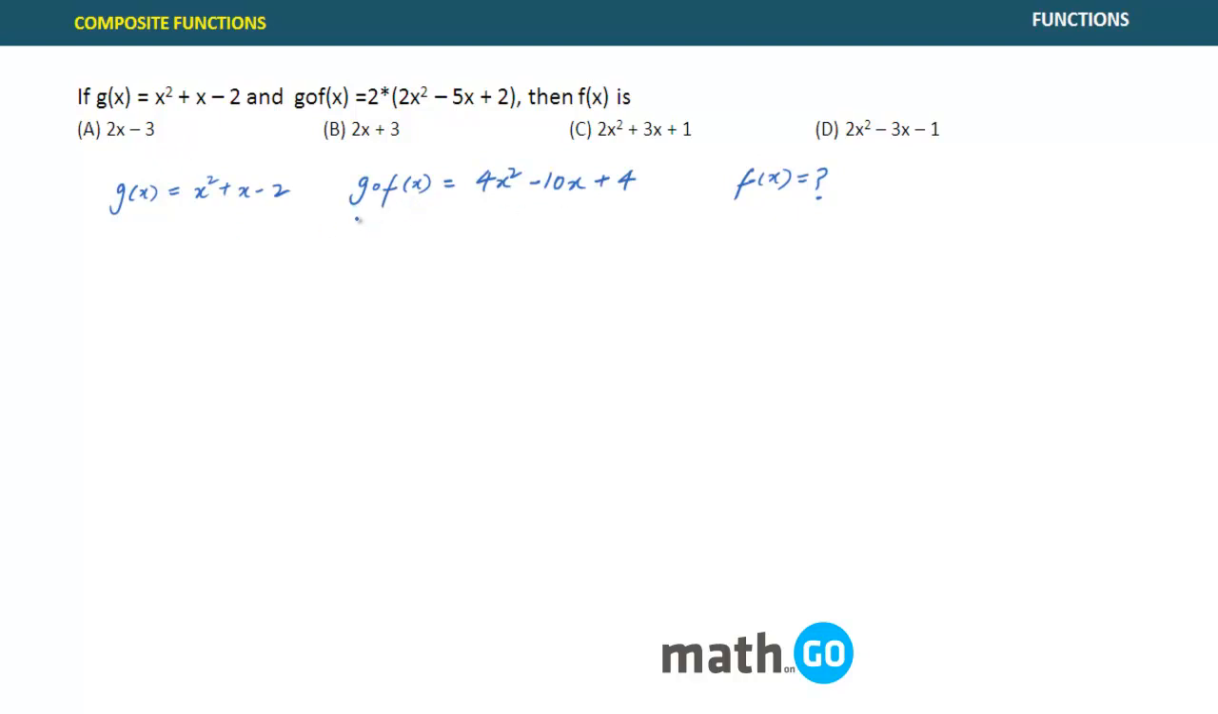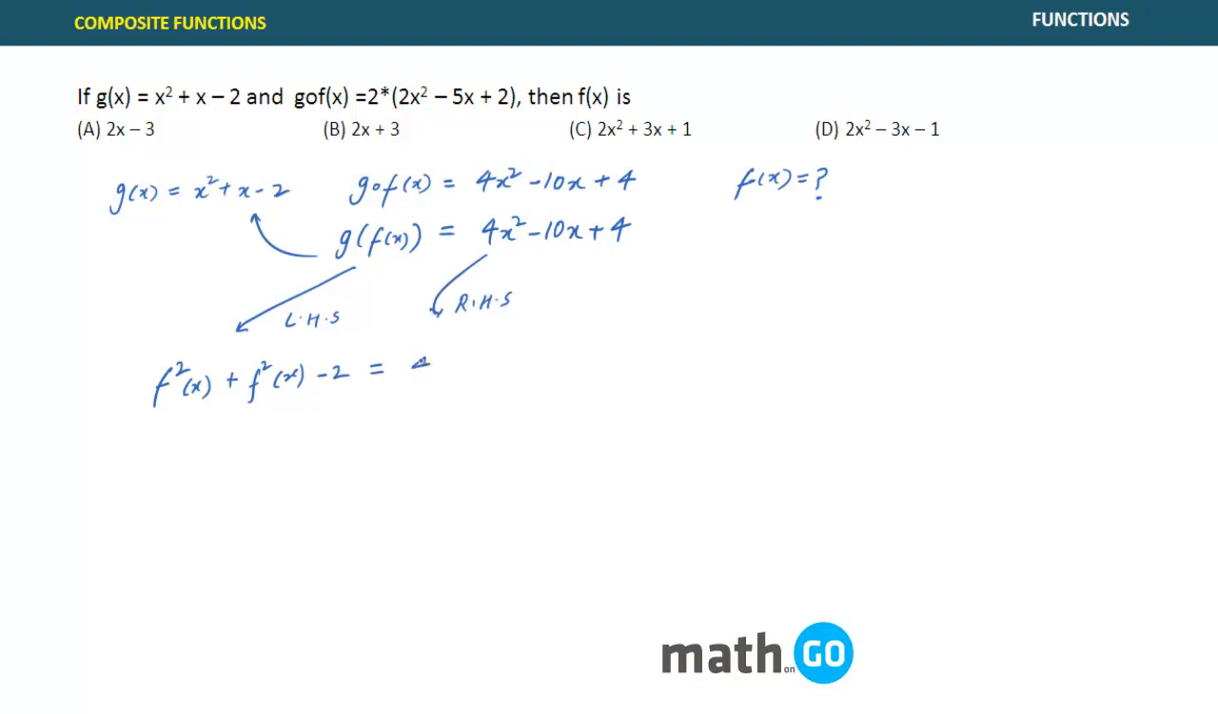So f of g or g of f is nothing but g of f(x) like this, and this is given to be equal to 4x square minus 10x plus 4, right? So I split this as LHS and I split this as the RHS. If I try and write my g of f(x) by using this definition of g, how will I write it? You just replace x by f(x) in this particular definition of g(x). This is something which you should be able to understand very easily, right? No problems till now. And if I have to equate it with the RHS, the RHS still remains the same. It is 4x square minus 10x plus 4.